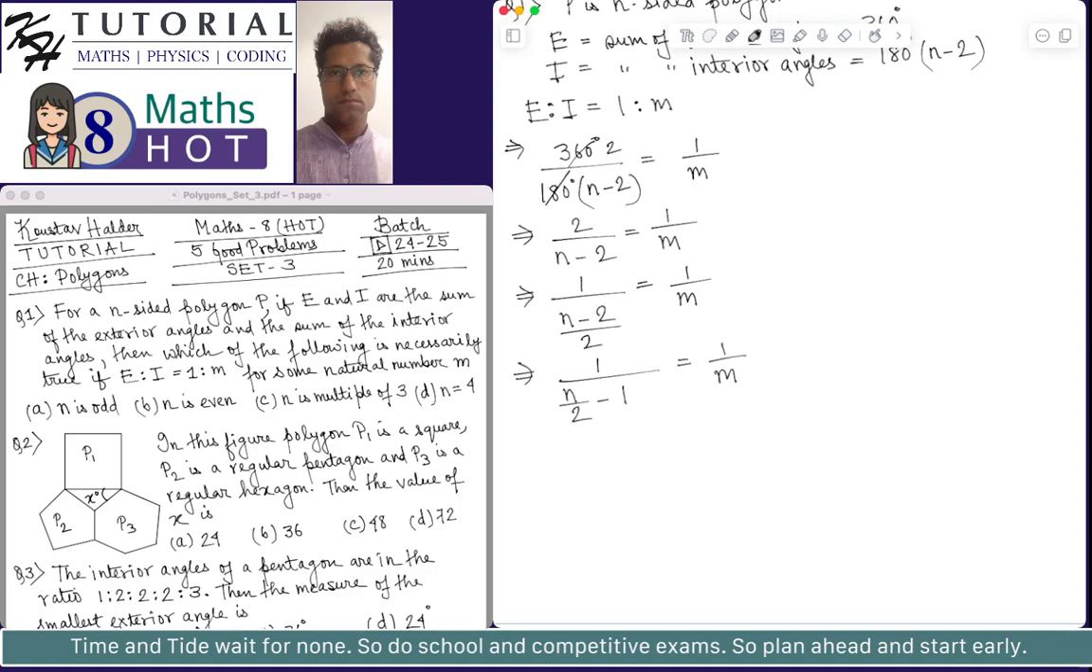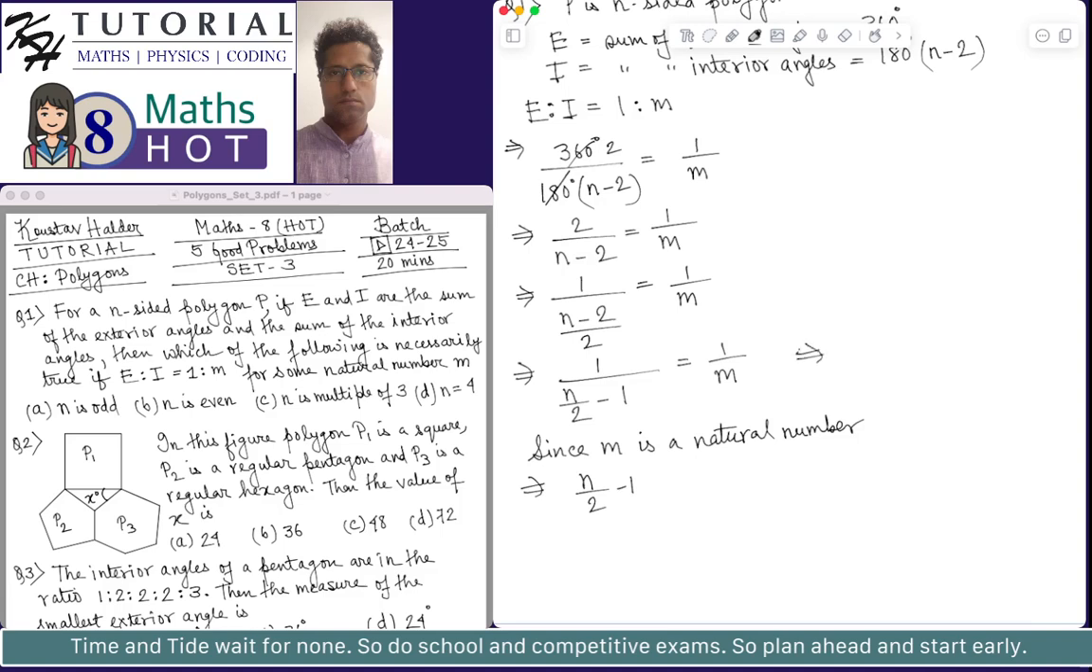Now since m is a natural number, this will imply that the denominator of the left hand side, n by 2 minus 1, must also be a natural number.